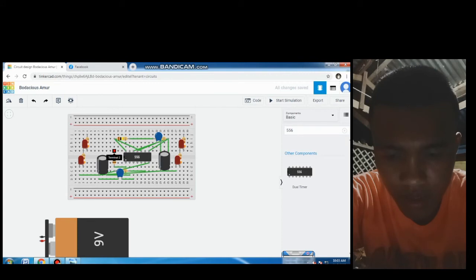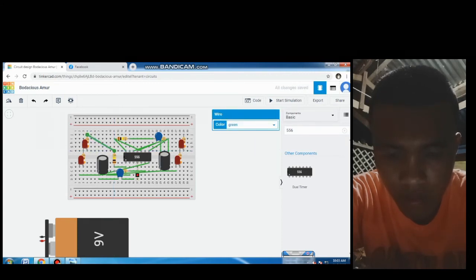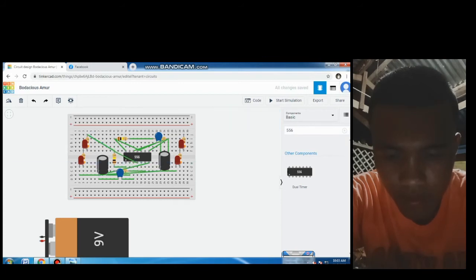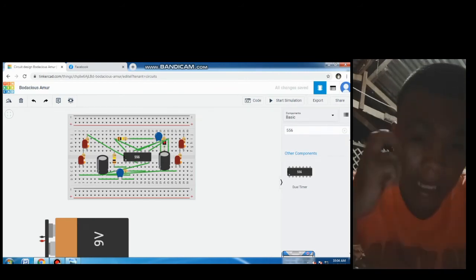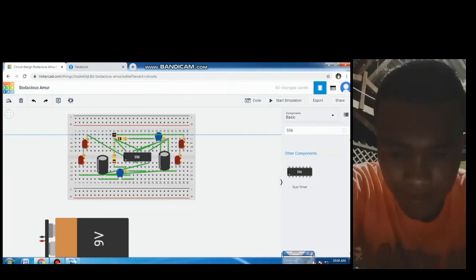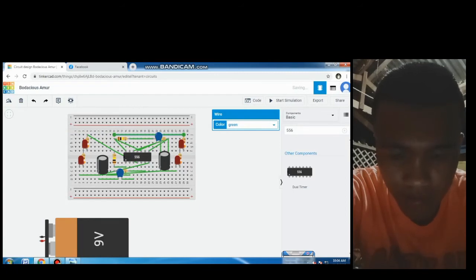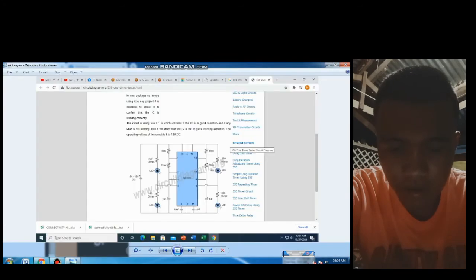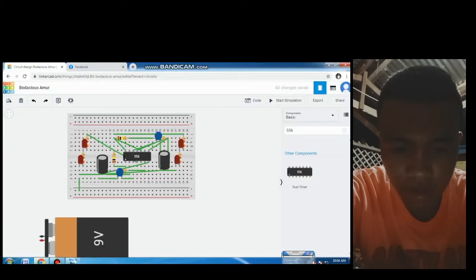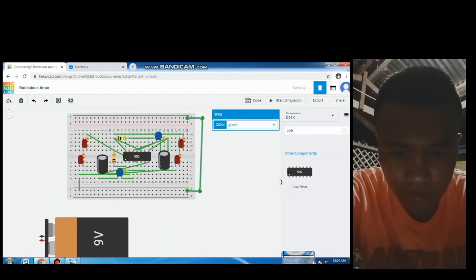And the 220 connect to 390. Okay, 220 100 to number 4. Okay, next is the ground. Let's check the schematic diagram. Okay, negative to negative, positive to positive.